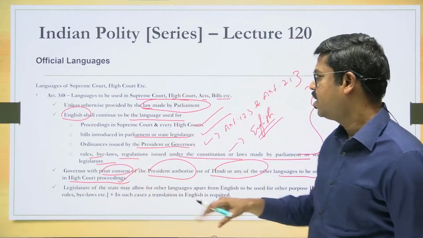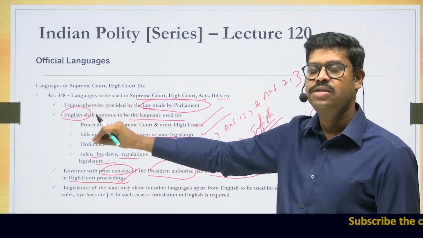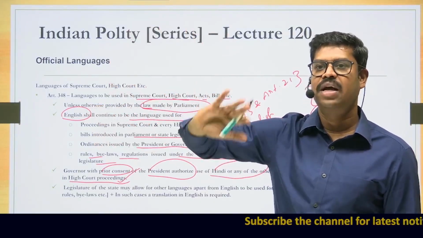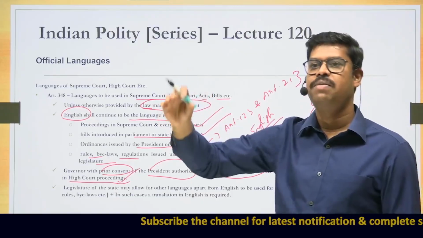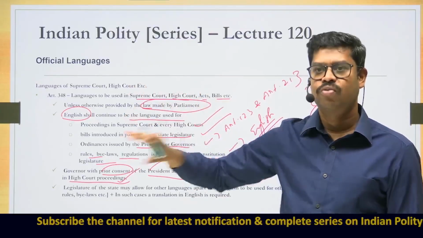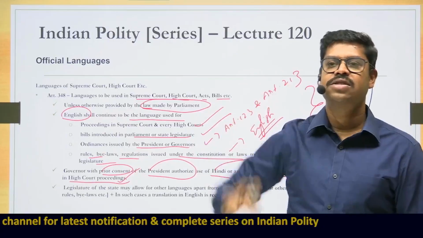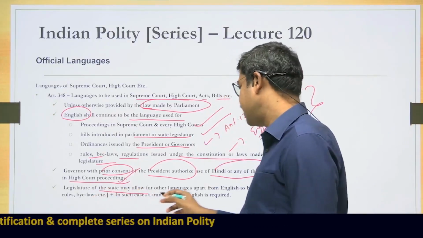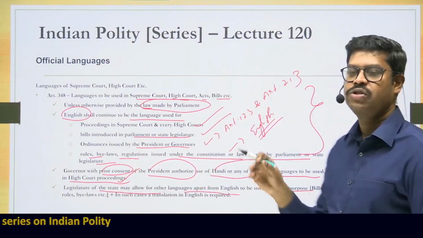And apart from that, irrespective of whatever is given under Article 348, because Article 348 generally says, unless the Parliament by a law allows any of the other languages, the language to be used in the Parliament and state legislature is English. But despite all those things, the legislature of a state is given the power to allow other languages apart from English to be used for the purpose of introduction of the bills.